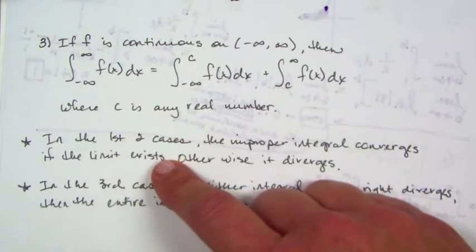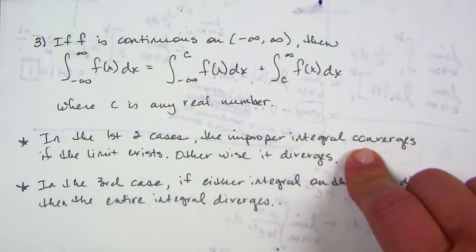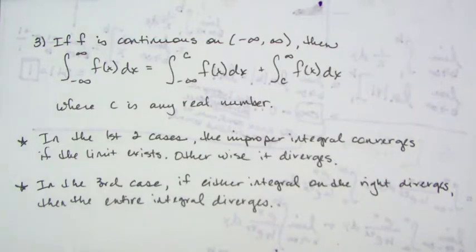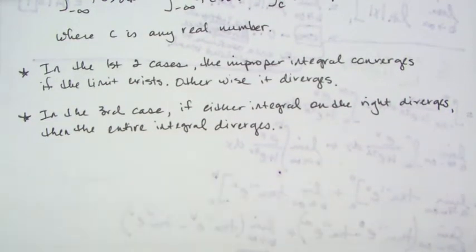In the first two cases, the improper integral converges if the limit exists. Again, we're preparing for chapter 9 here. Okay, the words converge and diverge. If we approach a finite area, then we say that integral converges. So it converges if the limit exists, otherwise it diverges. It will continue to grow without bound. In the third case, if either integral on the right diverges, then the whole thing diverges.